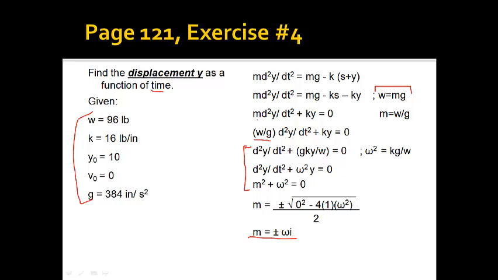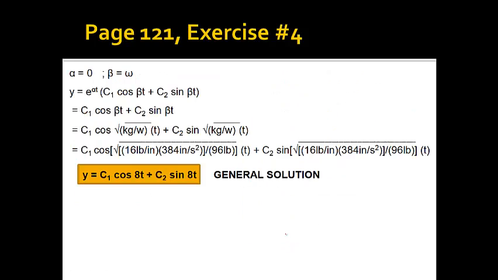Next, we solve for the values of u1 and u2 using variation of parameters. For solving for yp, this will be our guide: yp is equal to u1 y1 plus u2 y2.